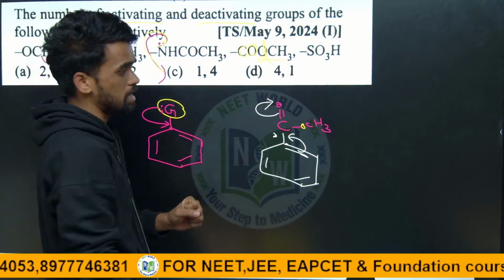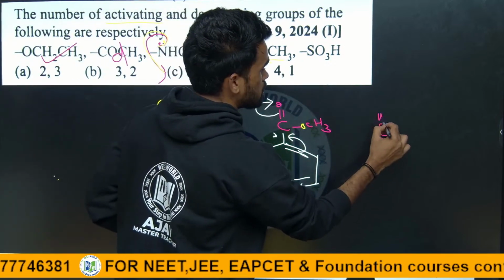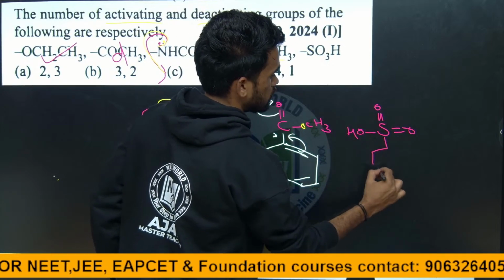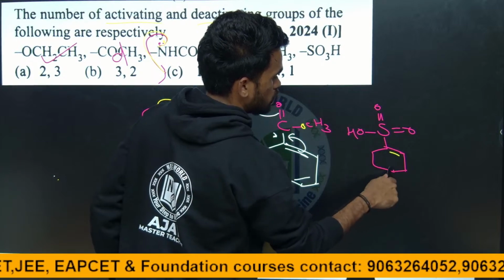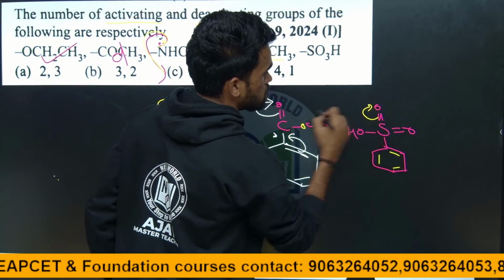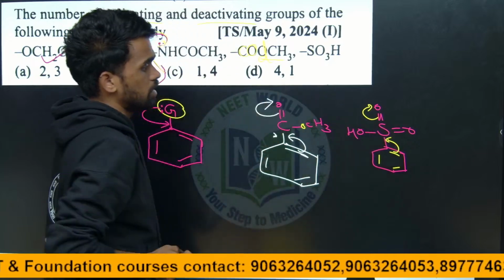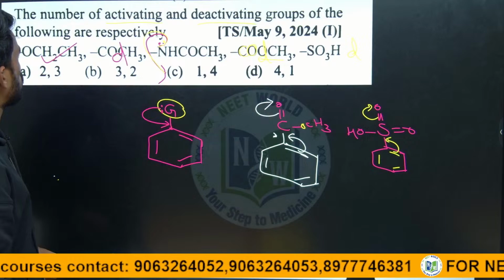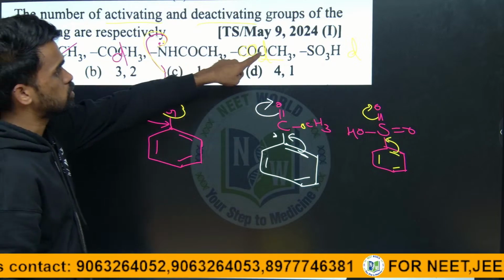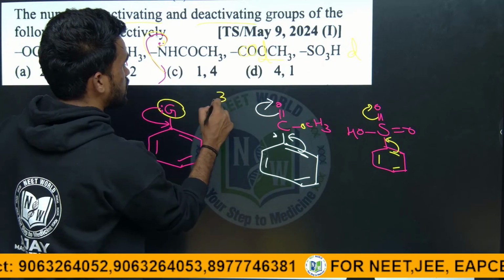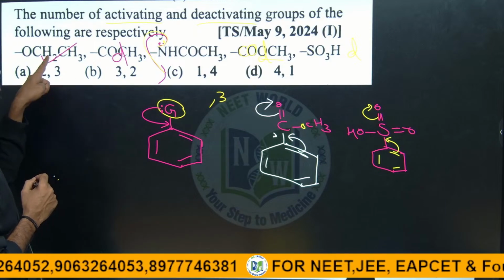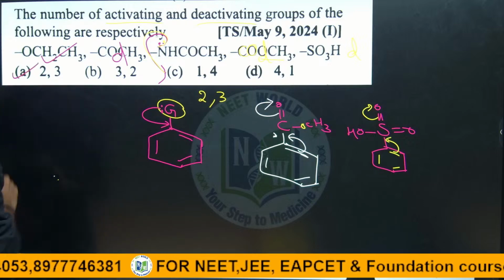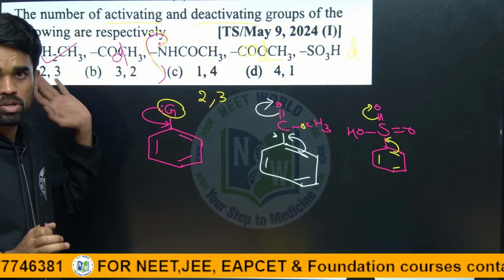What about sulfonic acid? Yes, there are no non-bonding electrons on sulfur. Like this we can write, and again this oxygen withdraws electrons and this goes this side. That is also a deactivating group. So how many deactivating groups have we seen? This one and this one, so 3 ring deactivating groups are there, and how many activating? 1 and 2. So 2, 3 will be the answer. Option 1 will be the suitable answer for this particular question.